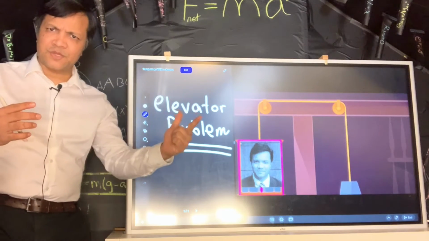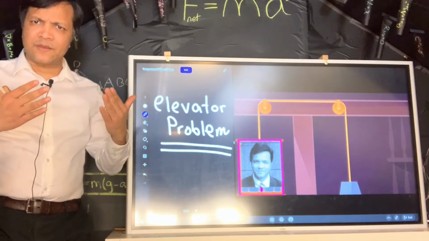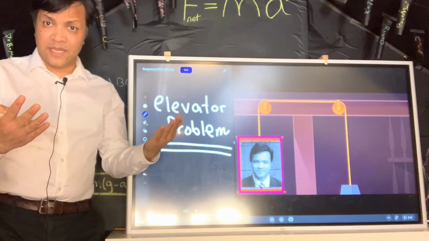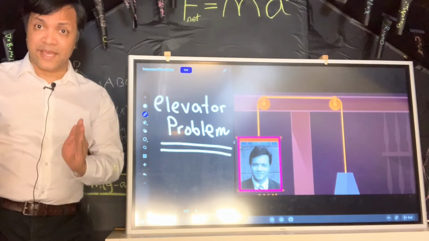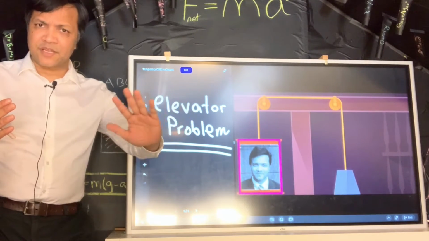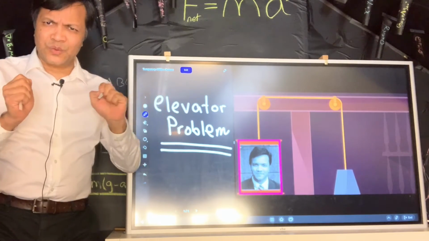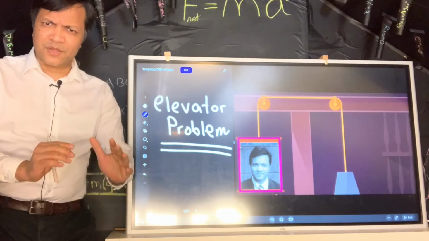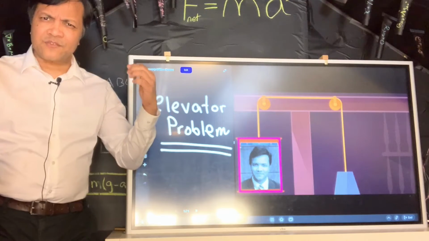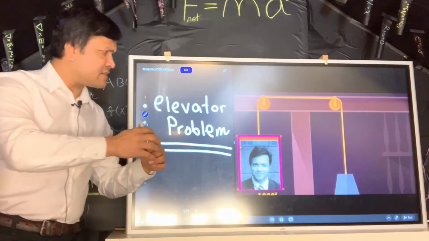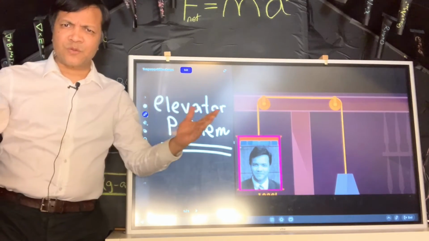The person would feel normal. However, scenario number 2: if the elevator accelerates down, then the person will feel lighter because the scale will read less mass in kilograms. Scenario number 3: if the elevator accelerates upward, the person would feel heavier because the scale will read more mass. And scenario number 4: if someone cuts the rope of the elevator, then the person will feel weightless.